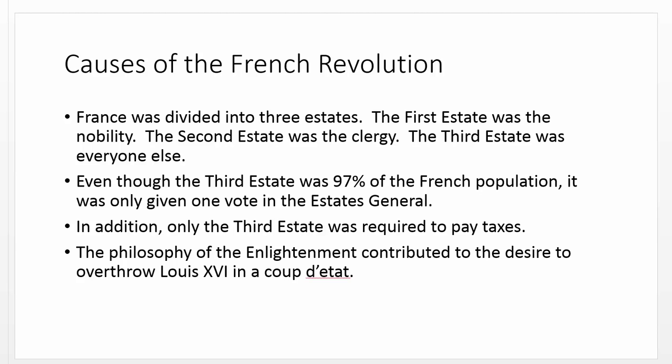Yet when they were voting, each estate received one vote. So the third estate always got outnumbered. And only the third estate was required to pay taxes. So this is really, I think, the root and the foundation of the French Revolution. Also, I'm sure your teacher focused on the Enlightenment and the idea that if there are unjust rulers, and this time being Louis XVI, that you should overthrow them. So there will be a coup d'etat that will lead eventually to Louis XVI's execution. But this essay is more about preparing for Napoleon.